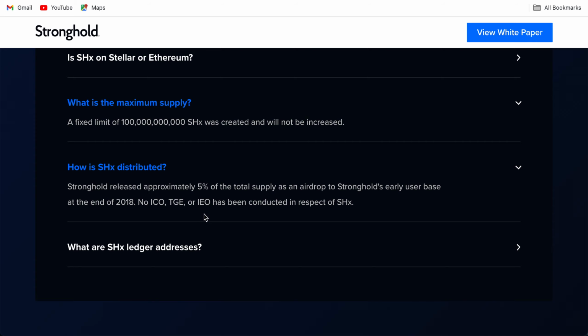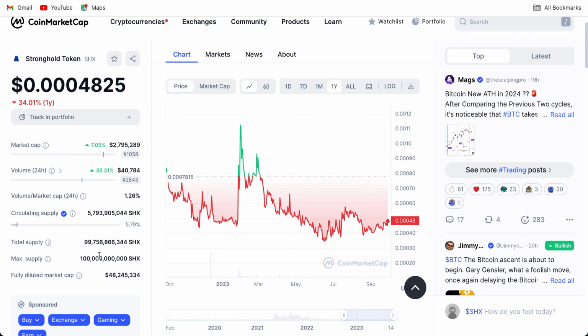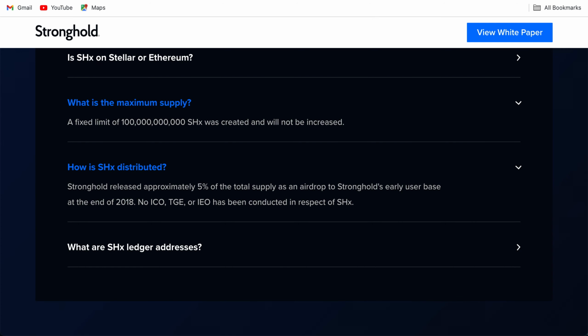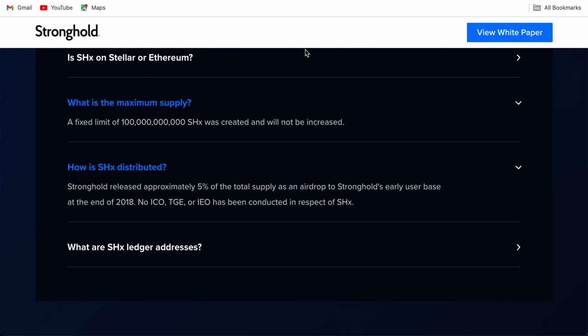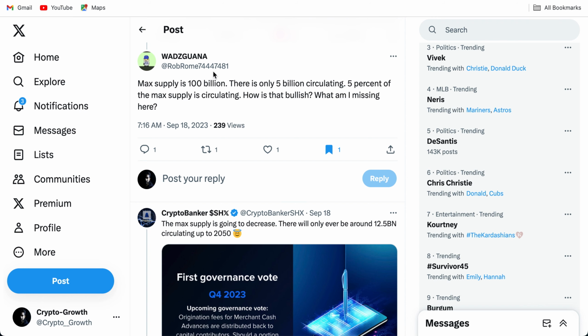No ICO, TGE, or IEO has been conducted in respect of SHX, but the community is concerned that there is only 5.79% circulating supply at the moment of the 100 billion SHX. If we even look at the 100 billion, and according to the use case, many say that even 100 billion is going to be great. As XRP reached $3 with 100 billion supply, SHX might replicate, as Ripple would increase much more than $3 in the future as well. So even at 100, many of the community members are optimistic, but for those of you who aren't, I found this post.